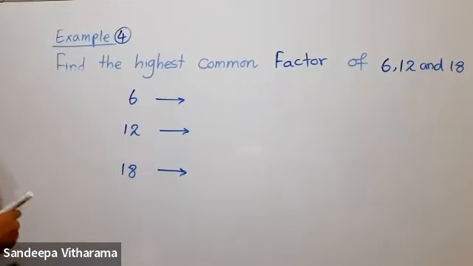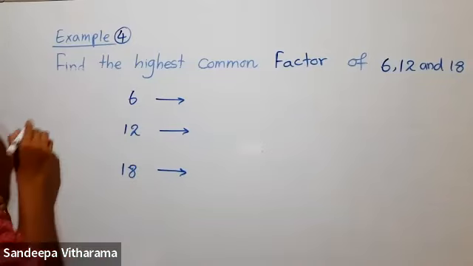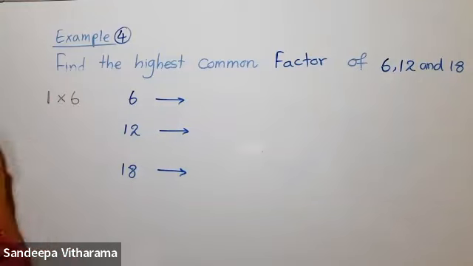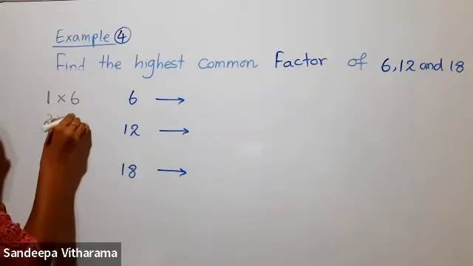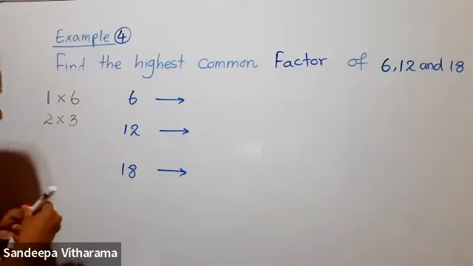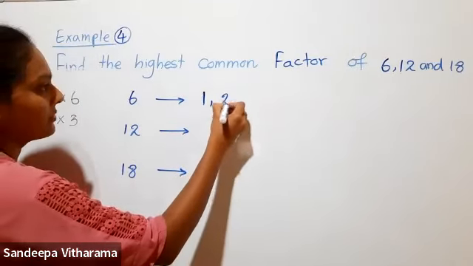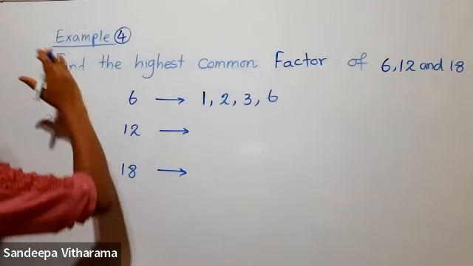Okay, let's see. What are the numbers that we can use to obtain 6? It is 1 times 6. What is? 3 times 2. That means 2 times 3, no? So, what are the factors of 6? We can list 1, 2, 3, 6. These are the factors of 6.